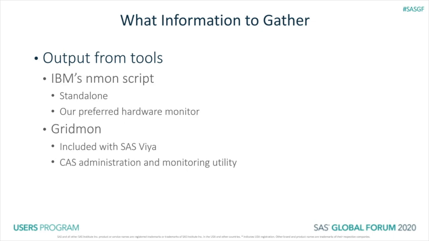Next is IBM's Admin Script. This is my team's hardware monitor of choice. It's free and you can download it from the web. What it does is it runs a bunch of existing tools behind the scenes and compiles all that data into a flat text file. We then use what's called the Admin Analyzer to process all that data, and that turns it into a graphical tab-separated Excel document, which makes it much easier to look at.